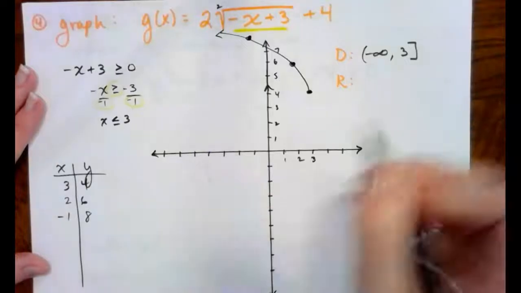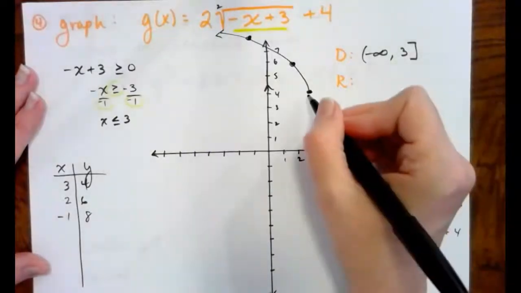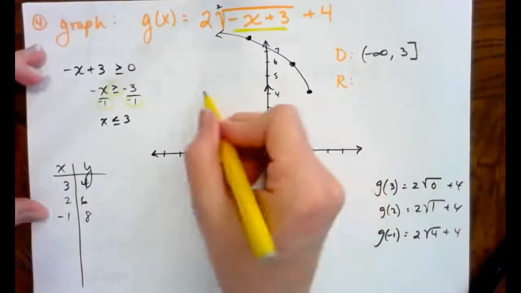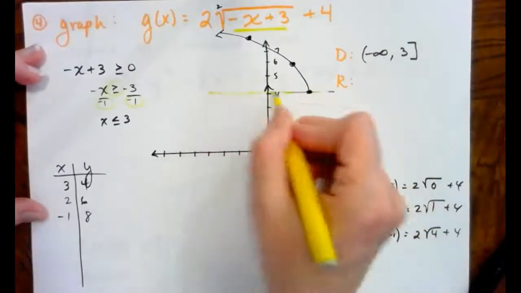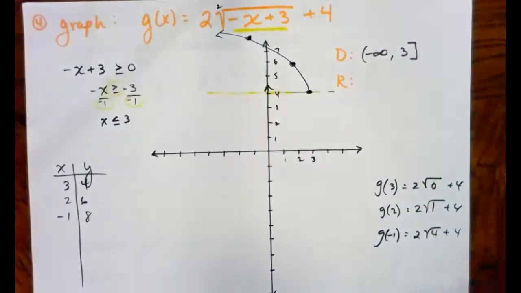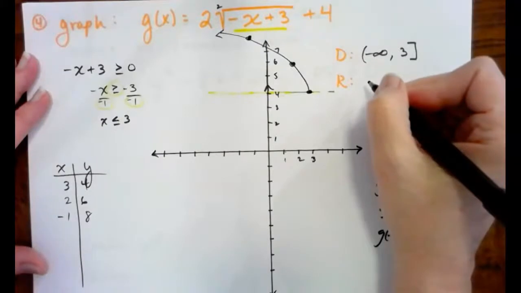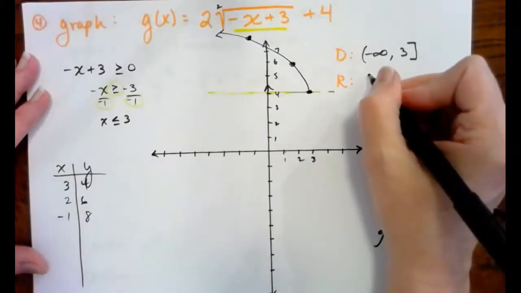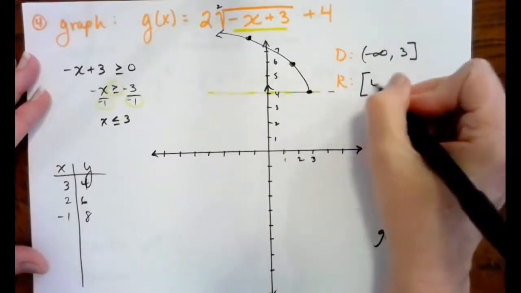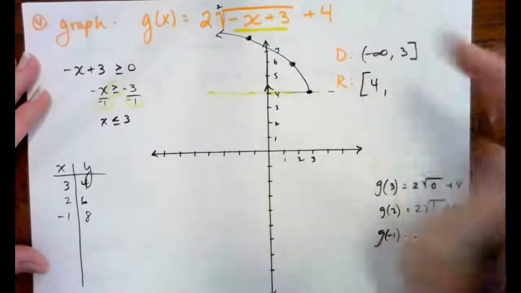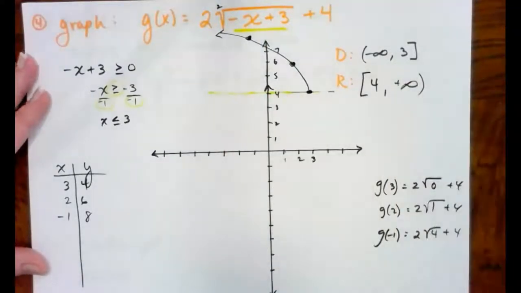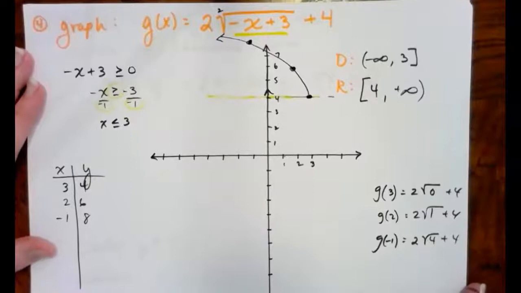What is our range? Does this graph have a bottom? Yep, the bottommost value. Remember, the range has everything to do with the y-axis. So the range begins at 4 and then goes up forever, so that's 4 to positive infinity for the range.